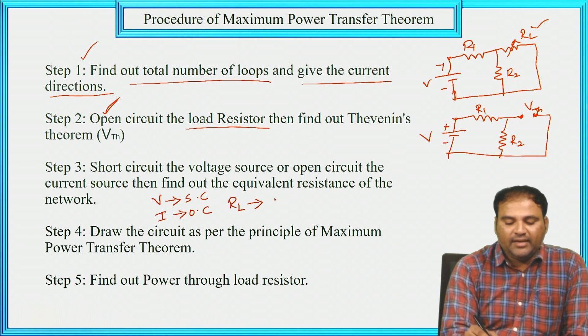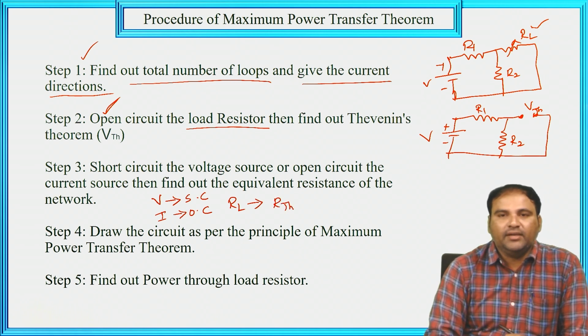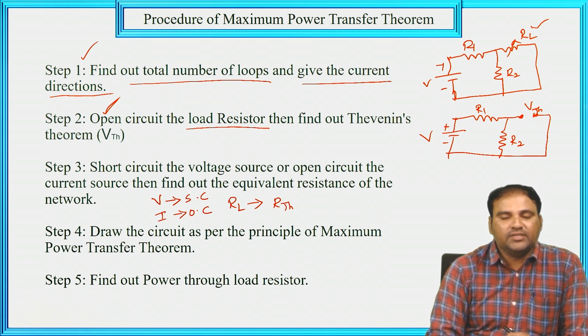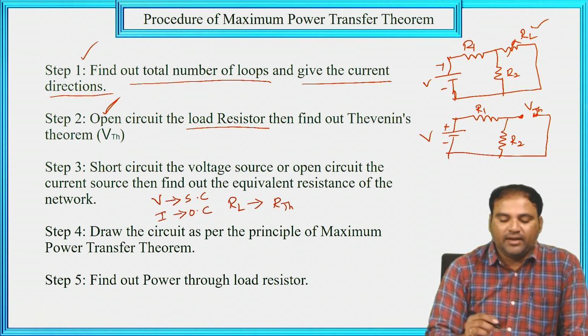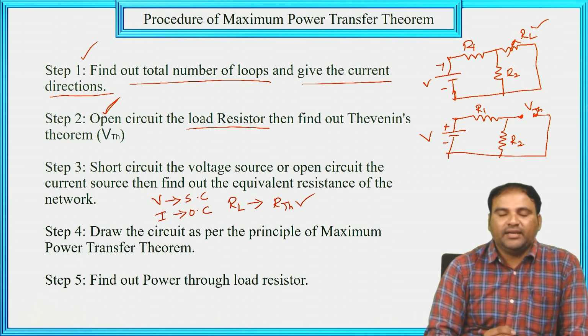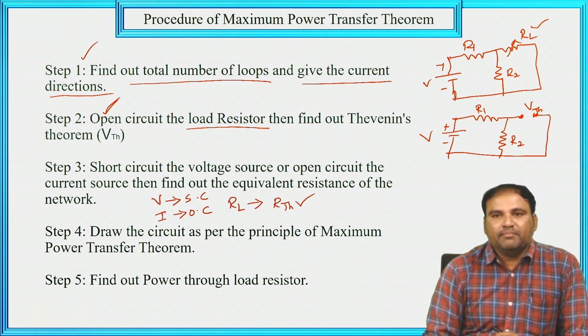Then we can calculate the Thevenin's resistance RTH. If the circuit contains a voltage source, we need to short circuit the voltage source. If the circuit contains a current source, we need to open circuit the current source, and the load, we need to open circuit the load. Now across the given two terminals of the load, we need to calculate the Thevenin's resistance RTH.